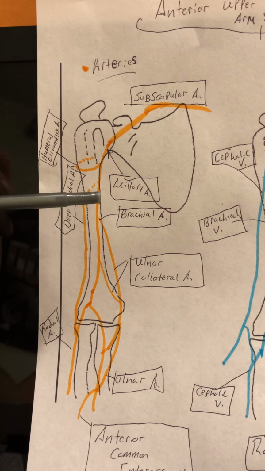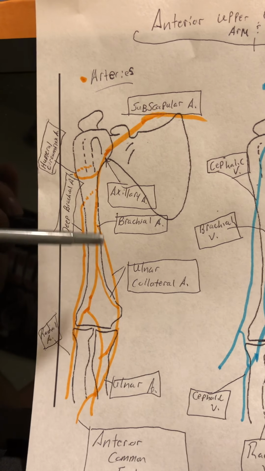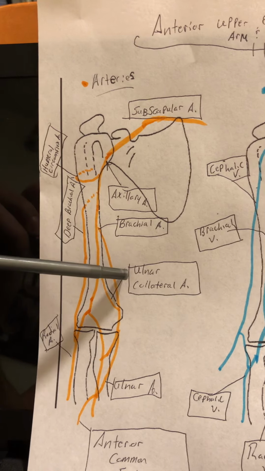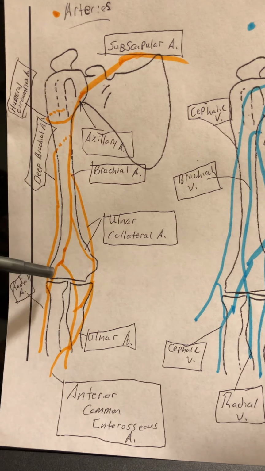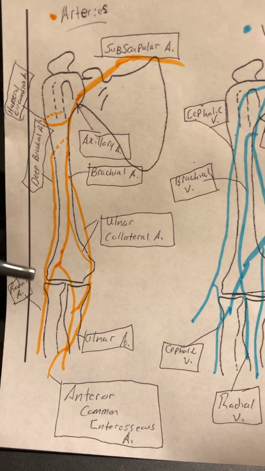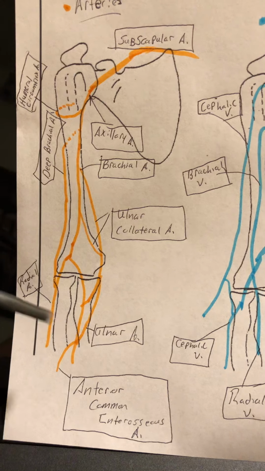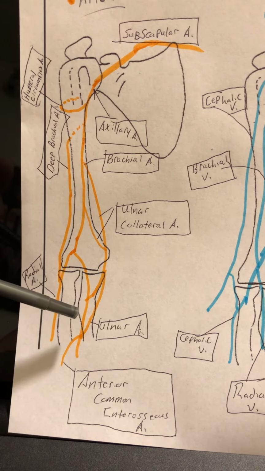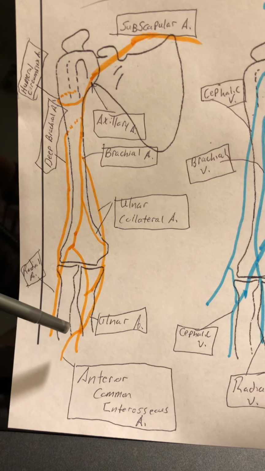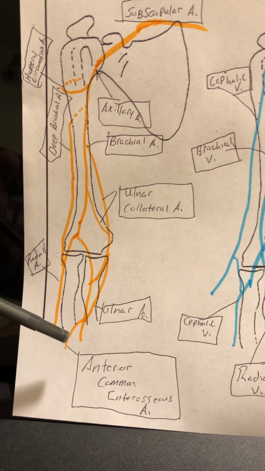The brachial artery will continue down, bifurcating as it goes. It'll split twice, once here and here, into the ulnar collateral artery. Once these travel past the elbow, they turn into more common terms with the bones that they're associated with, which is the ulnar artery and the radial artery. There's also an additional one that travels in between into this interosseous space. That is the anterior common interosseous artery.